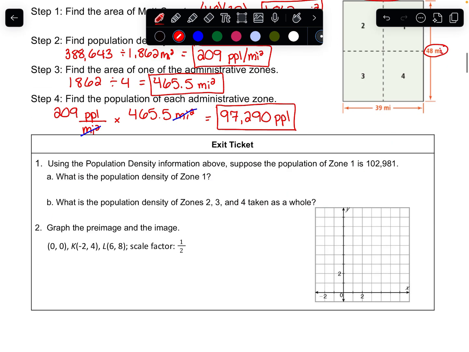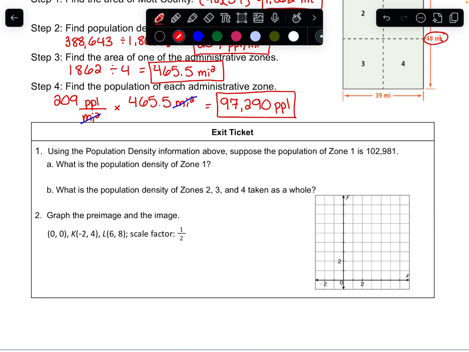All right. So let's take 5 minutes and try this exit ticket. It has population density problems, and then it also has a scale factor problem. So start your timer for 5 minutes and then unpause your video when you're ready to go over it.